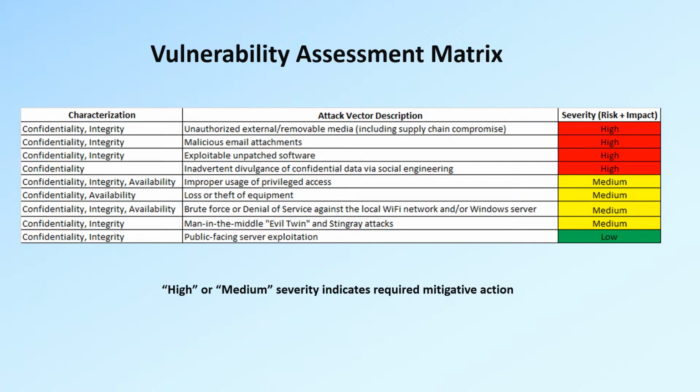Threats that target these high-risk vulnerabilities should be mitigated with either existing or newly implemented security controls. Medium-risk vulnerabilities should receive the next highest priority after high-risk vulnerabilities. Vulnerabilities of the medium classification include misuse of privileged access, loss or theft of equipment, denial of service attacks against the local Wi-Fi network and Windows Server, and man-in-the-middle attacks.